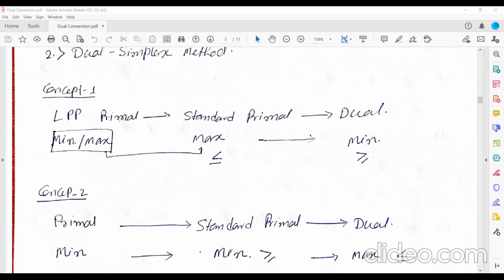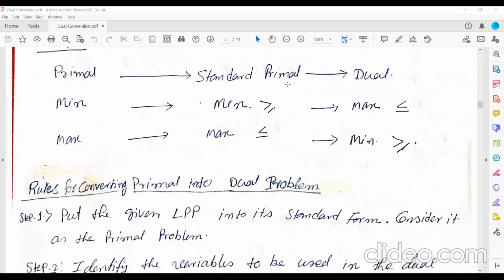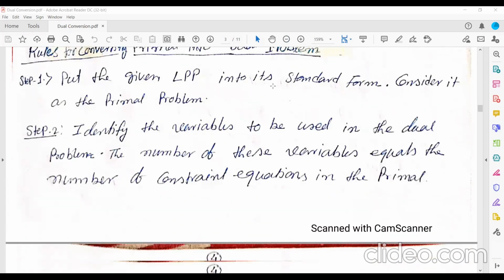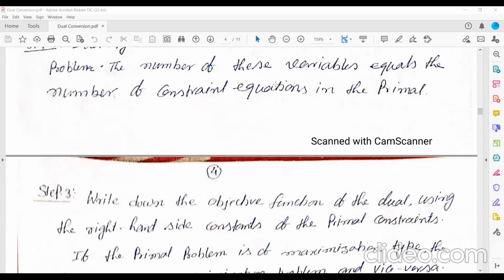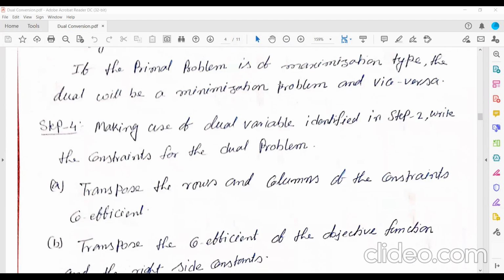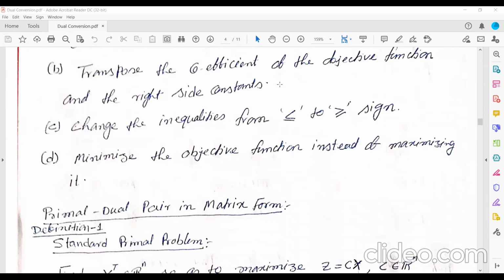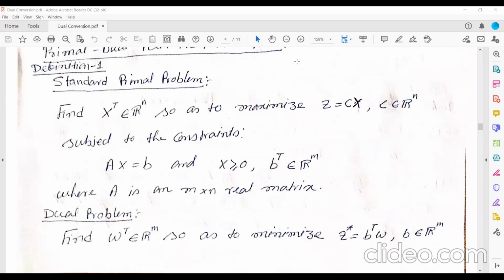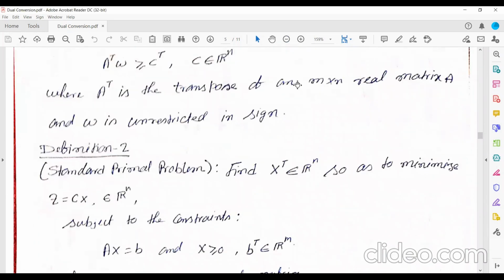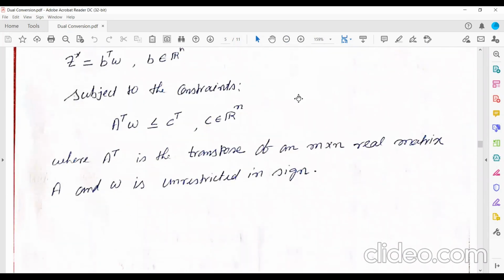So already I told you this is the concept. Okay, let me do one problem, then you will understand that one.